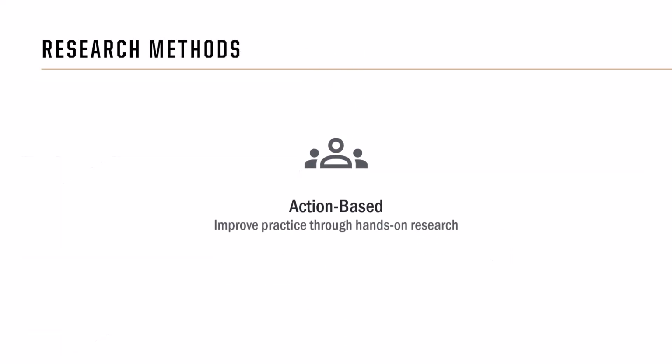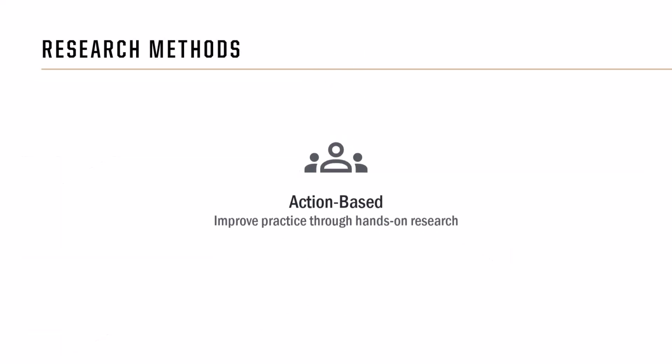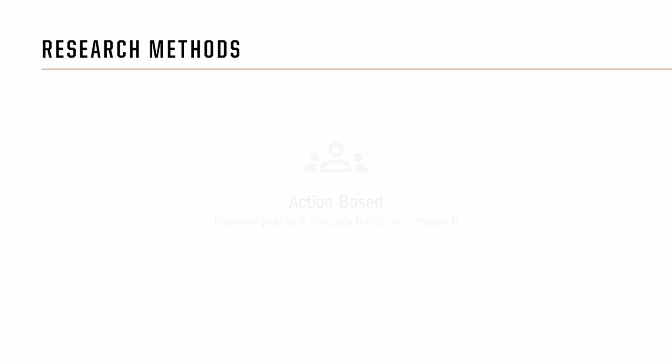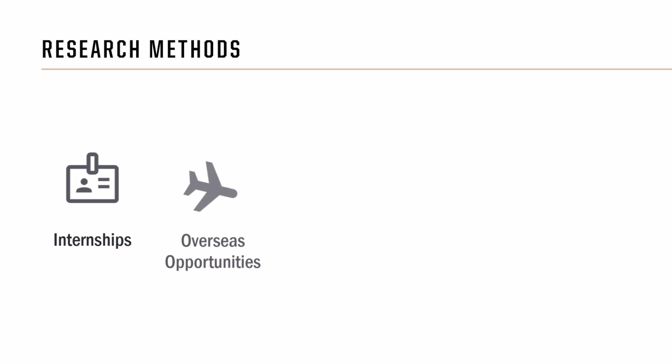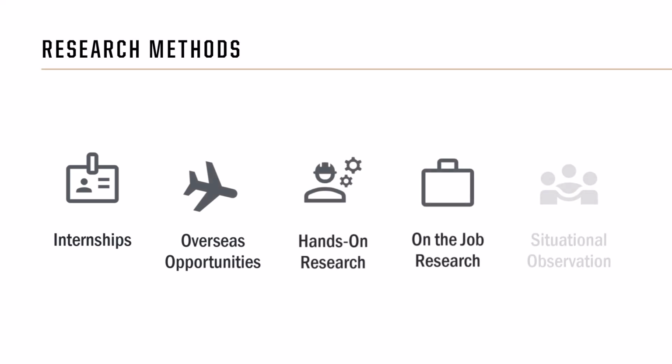Because action-based researchers attempt to learn through action and improve practice rather than produce knowledge, their research is conducted mainly through hands-on research. Some examples of action-based research are internships, research opportunities overseas, hands-on research, on-the-job research, and situational observation and participation. Before we talk about finding research, let's take a moment to review some key points.